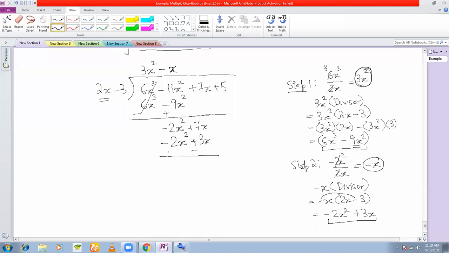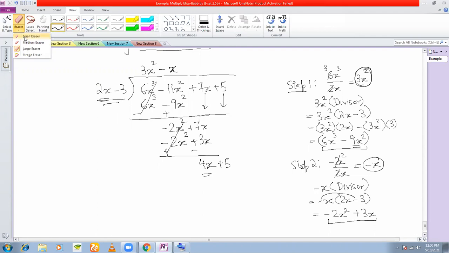Subtract. This cancels. Now you get 7 minus 3, which is 4x. Right? Again, see, I have two terms here. I have a single term here. So I have already brought this 7x down. Now I'll bring this 5 down. So plus 5 I bring down.